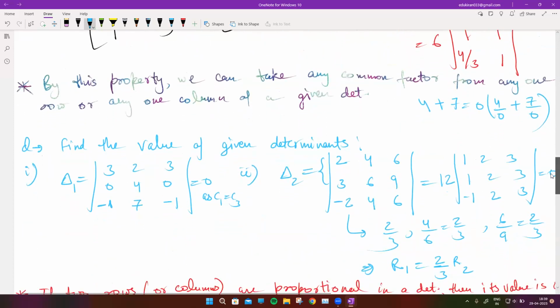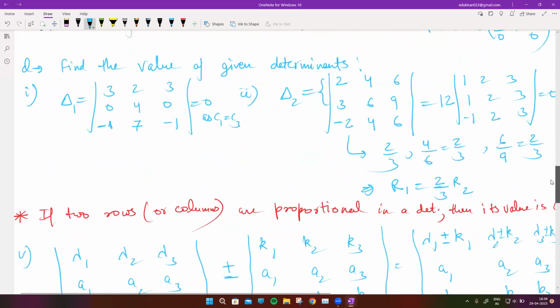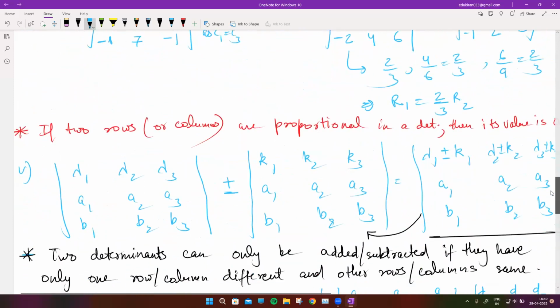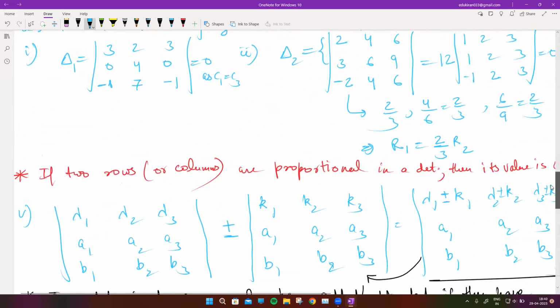Now, we have also solved some of the questions based on these properties, and we have written this. Is different, and the rest of the part of that determinant is same, right?